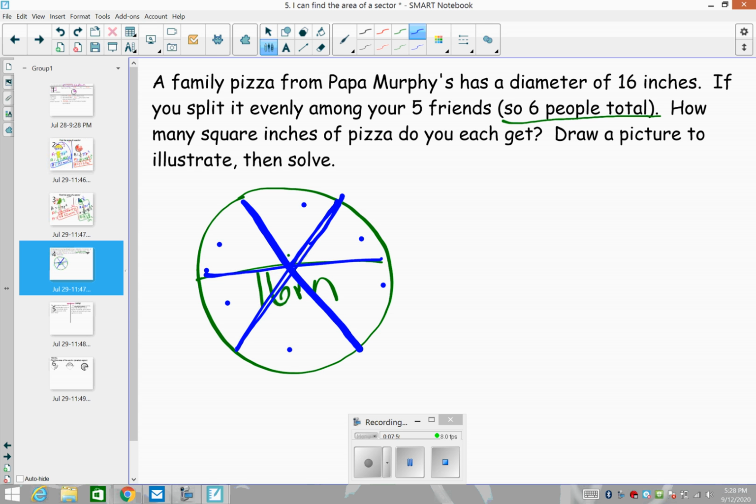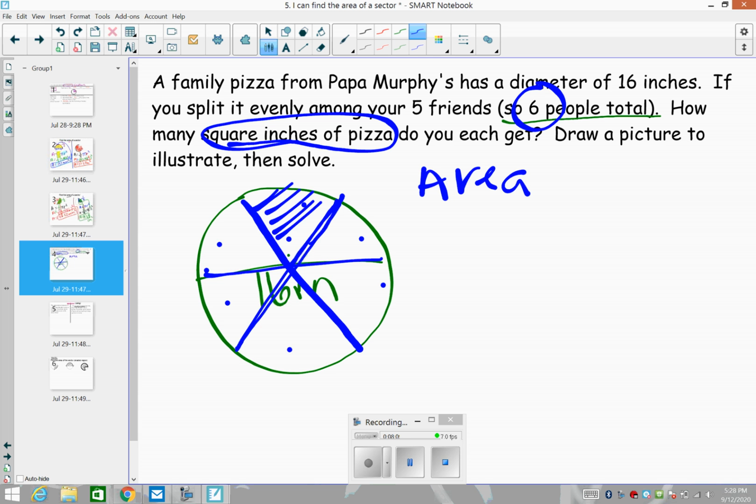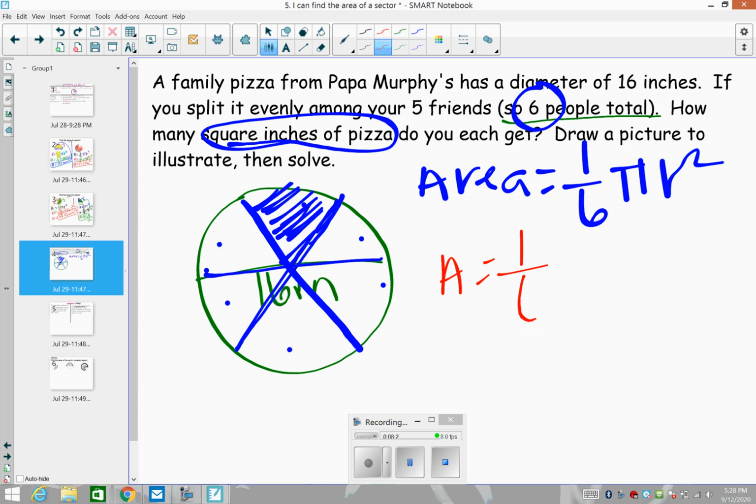So there's our picture. How many square inches, which by the way, by definition means area, do each of you get? So 6 people. Each person gets 1 section. So each person gets 1/6. So we're going to take 1/6 of the area. 1/6 pi r squared. So the area of each person's section that they get is 1/6, 3.14 times the radius squared.